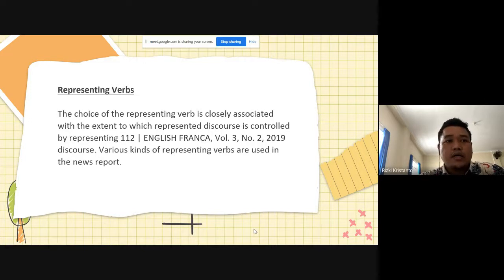Now is another part of this article called representing verbs. Not only the things that I have already mentioned before, but it is related with verbs as well. The choice of the representing verb is closely associated with the extent to which represented discourse is controlled by representing discourse. Various kinds of representing verbs are used in news reports. Basically, there are some basic things in indirect translation that I have already mentioned before. But the most important thing is that we are going to talk about the relation between verbs in indirect translation.